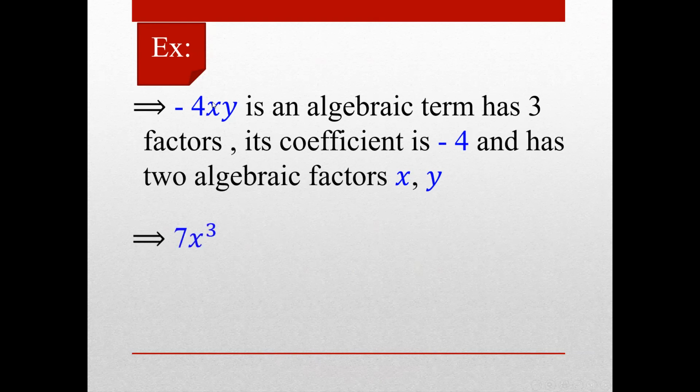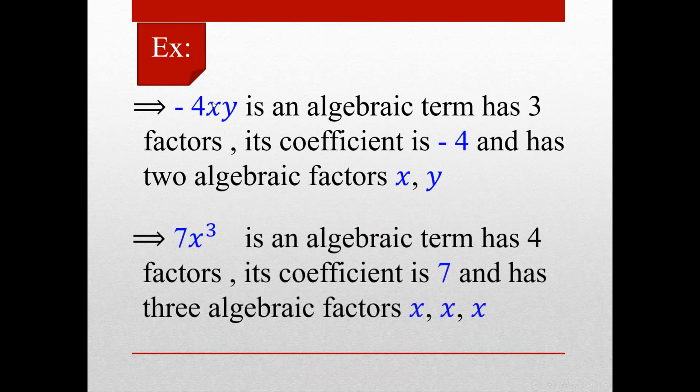7x power 3 is an algebraic term also. It has how many factors? Four factors. We have 7, the coefficient, and x, x, x: three algebraic factors, because x power 3 means x times x times x, as we know.